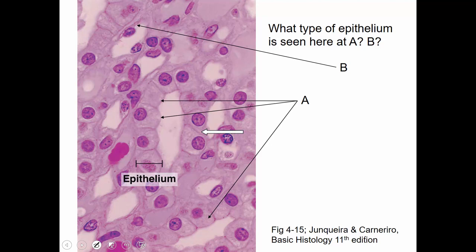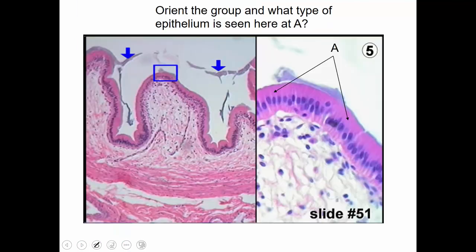Simple cuboidal. What is B? Simple squamous. Now, sometimes the nuclei bulge out into the lumen, okay? So that gives you an idea. So you guys are becoming the experts.